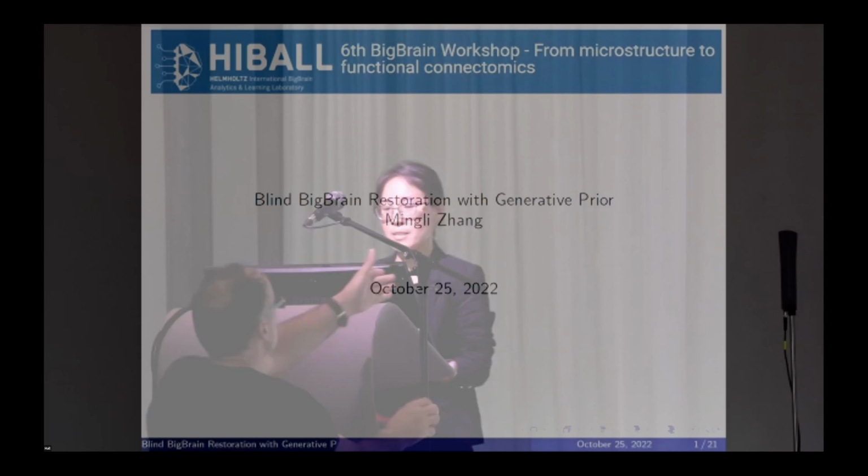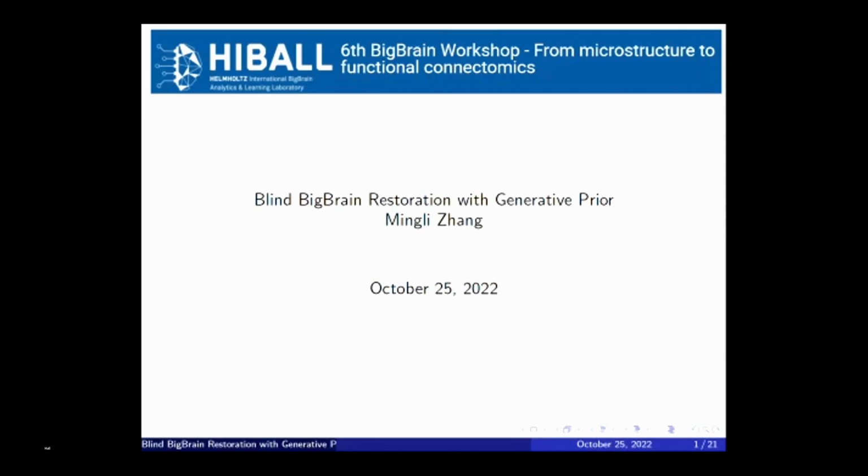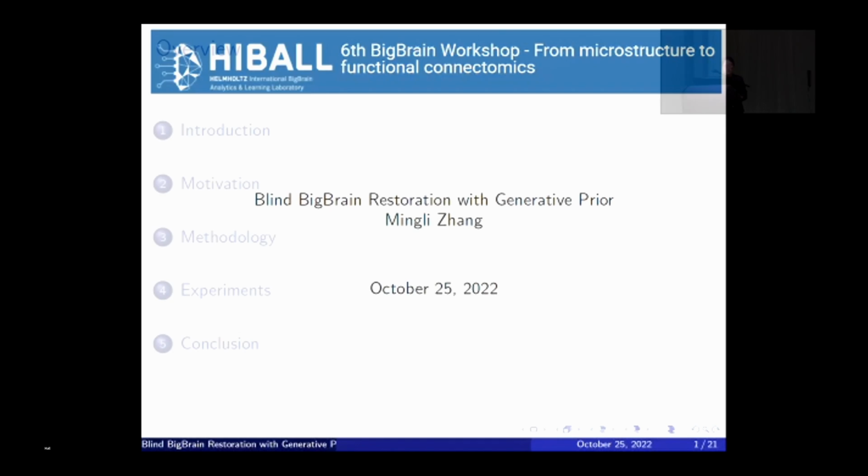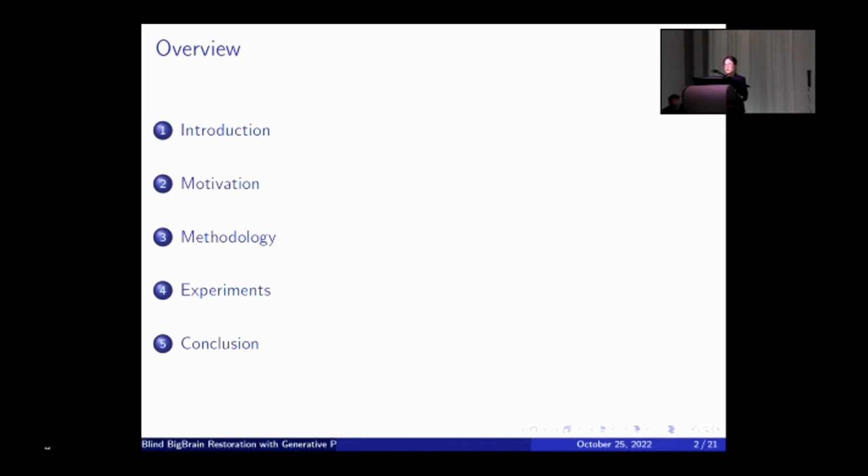Today I will present our work, Blind BigBrain Restoration with Generative Priors. It has 5 sections. First, I will introduce the background, our image restoration, super resolution, and the motivation of the approach, the methodology, and the experiments.